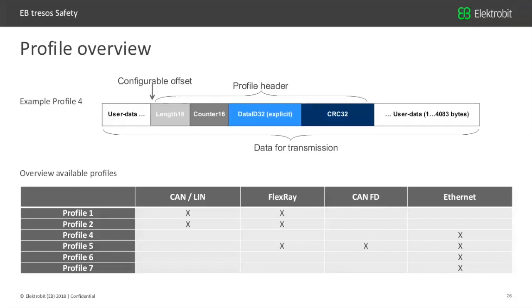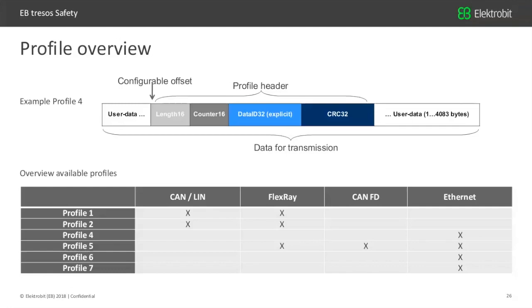Actually, the profile is usually something which is also a system property, so it's usually chosen by the OEM because that needs to be equal between all communication partners, of course. So that is a global requirement, usually coming from the system level as well.